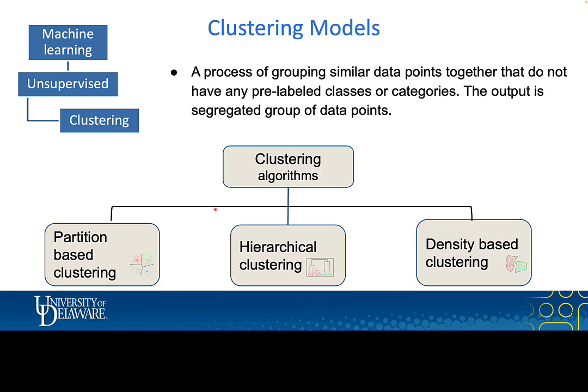In the case of unsupervised learning, we don't have pre-labeled data to train and build our model. So we can use clustering models. Clustering is a process of grouping similar data points together that do not have any pre-labeled class or categories. The output would be a segregated group of data points. We will review 3 types of clustering algorithm: partition-based clustering, hierarchical clustering, and density-based clustering.